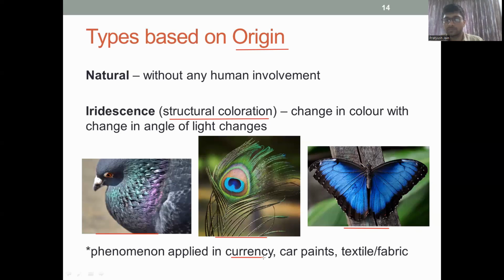That is because of structural coloration. This phenomenon is also used in car paints. If you look at cars at certain angles, they give a certain shine. That is because of iridescence. It is also used in some textiles and fabrics.